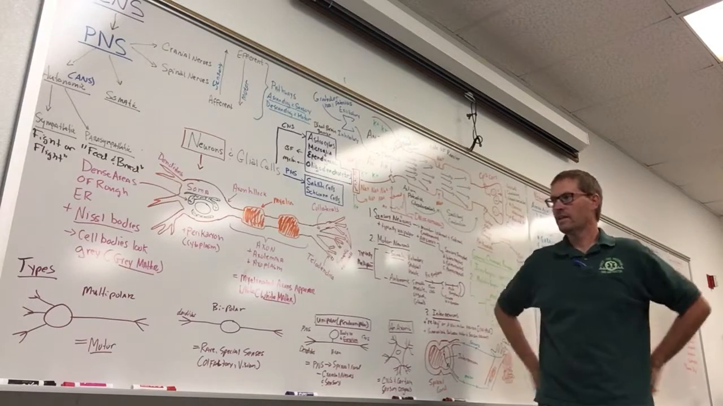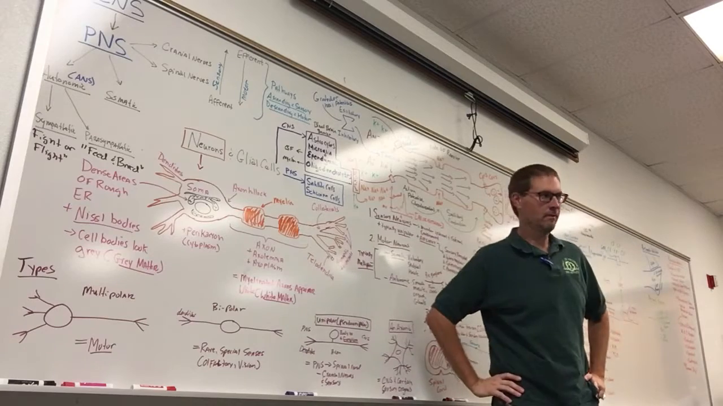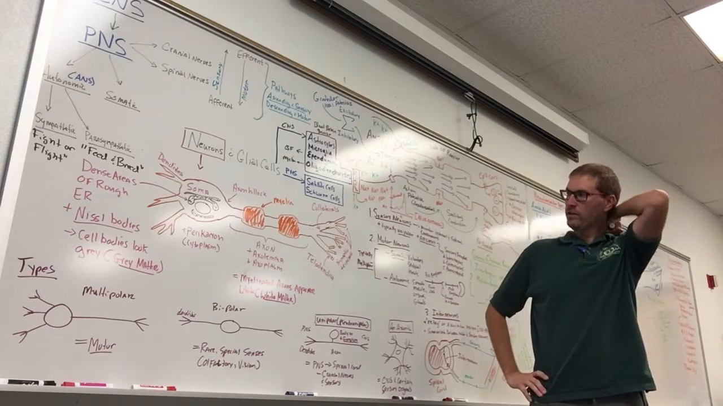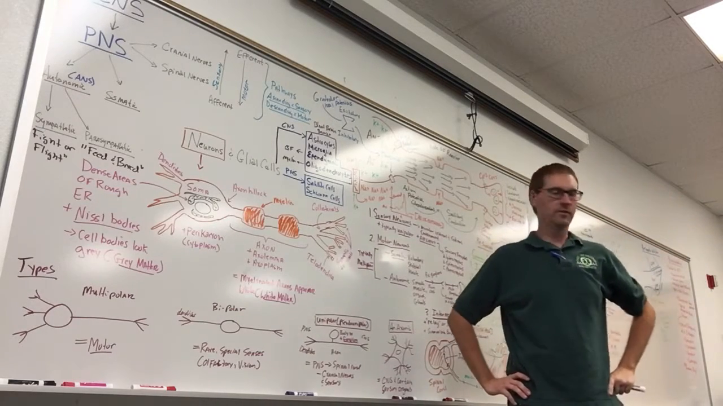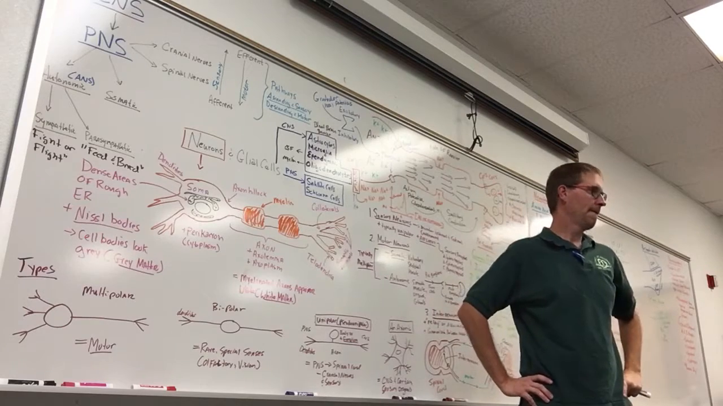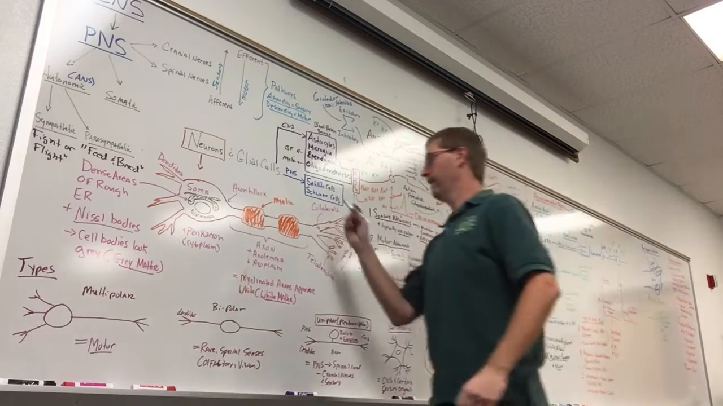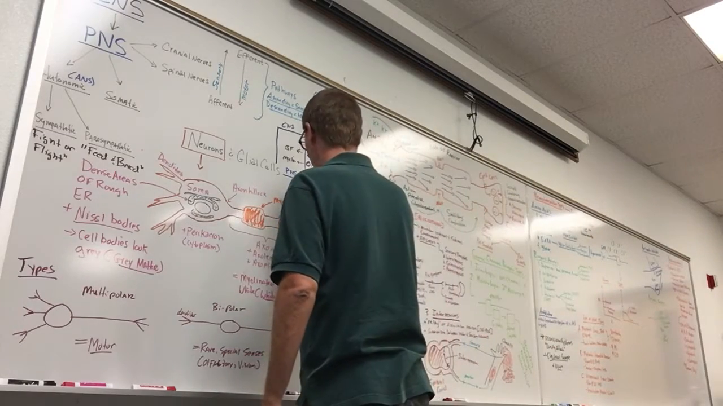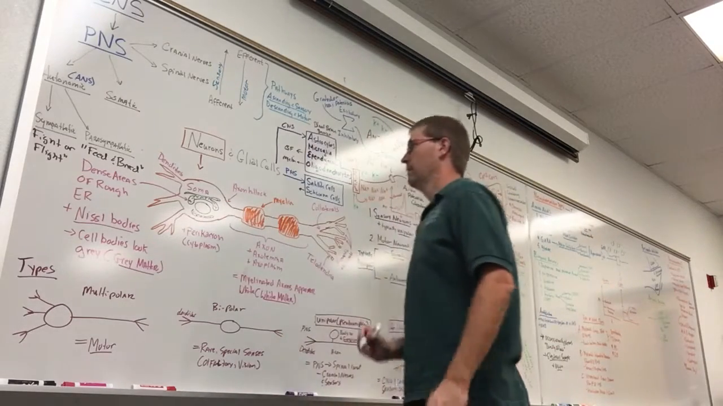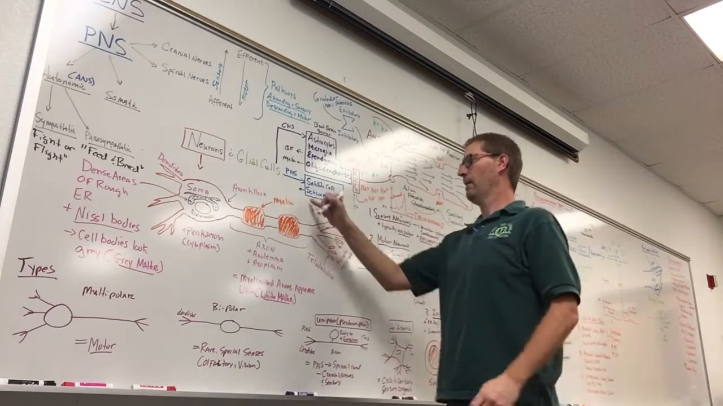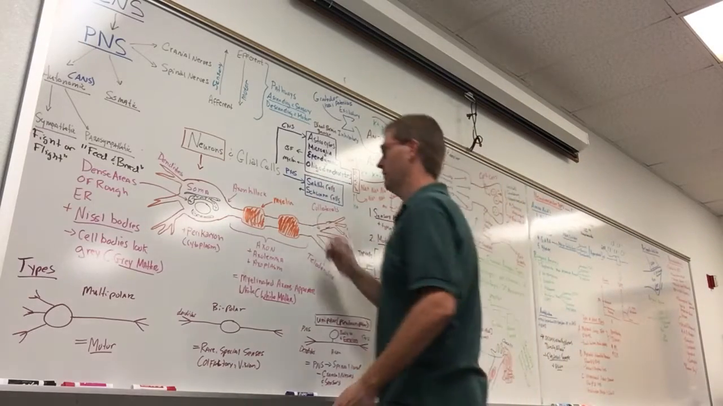You have satellite cells and Schwann cells. Okay. Specifically, what do the Schwann cells do in the peripheral nervous system? So you definitely need to know this. What do they produce in the peripheral nervous system? The Schwann cells? Yeah, right. PNS. Myelin. The myelin. Yeah.